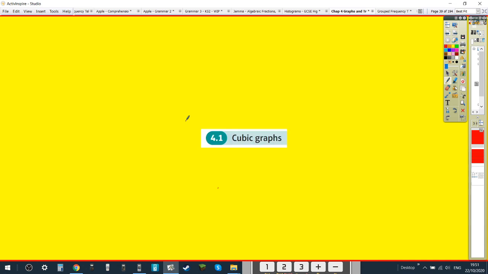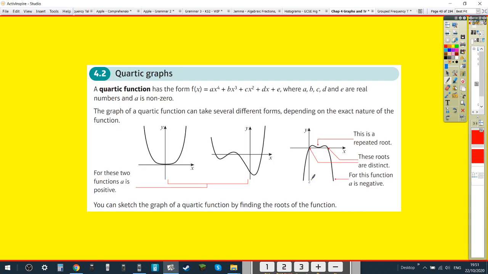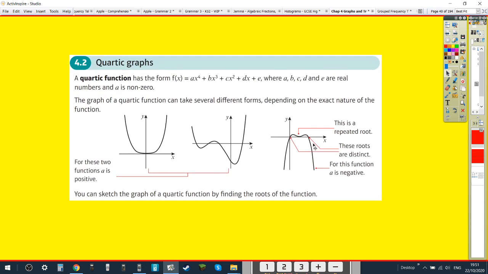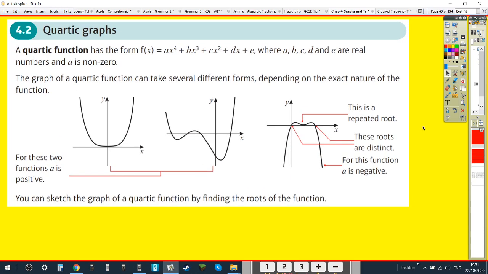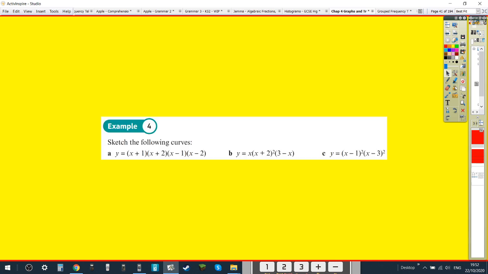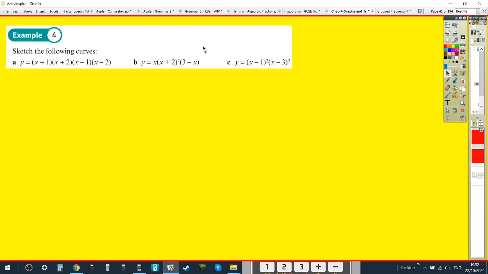Okay. So cubic graphs, what do you give yourself? Probably a tick. It was pretty easy. Oh, that's good. I hate sketching these things. Quartic graphs. It's x to the power of 4, but it's basically more of the same once you know that one. So quadratic graph, x to the power of 2, cubic graph, power of 3, quartic graph, power of 4. Quadratic graph, 1 turning point, cubic graph, 2 turning points, and now you have a quartic graph which can have 3 turning points. 1, 2, 3. Okay, sketch these curves.